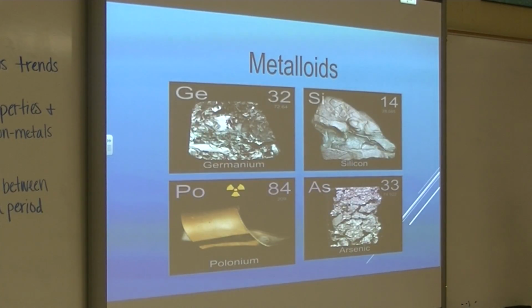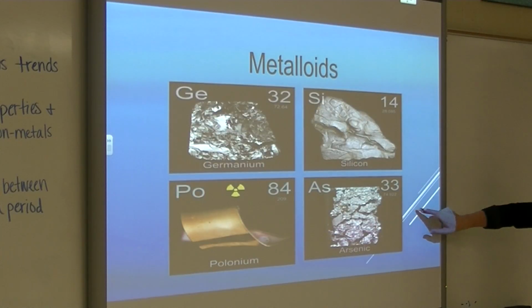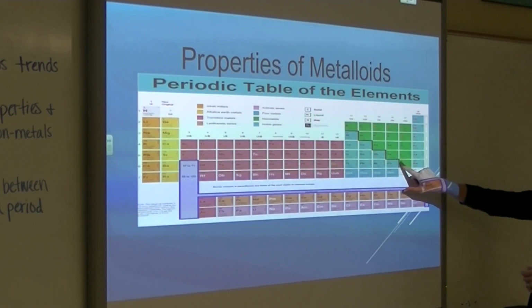Now we're going to talk about metalloids. They're the group that's in the middle. What's interesting about them is some of them have properties of metals, some have properties of nonmetals, and some have some of both. These are just some examples: germanium, silicon, polonium, arsenic. And they are right along this zigzag line. Okay, stair-stepping.